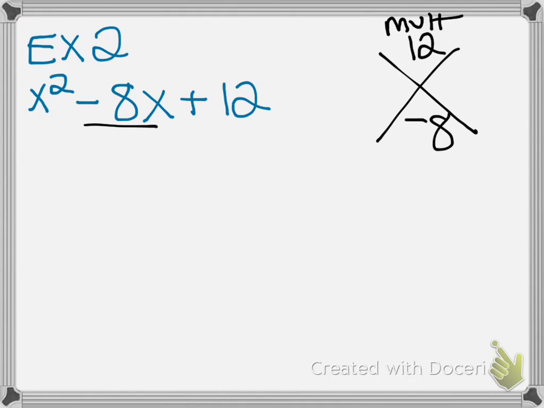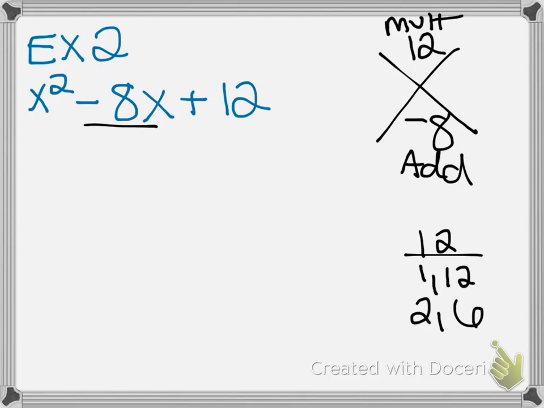Okay, so let's list our factors of 12. 1 times 12 would give us 12, but if we added those together, 1 and 12, that would not give us 8 or a negative 8. Another factor pair of 12 is 2 and 6. So if I did 2 plus 6, that would give me a positive 8. However, I know I want it to add to a negative 8. So what if I use a negative 2 and a negative 6? Negative 2 plus negative 6 would give us a negative 8. So that one works.